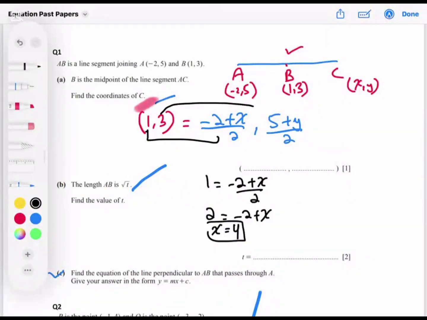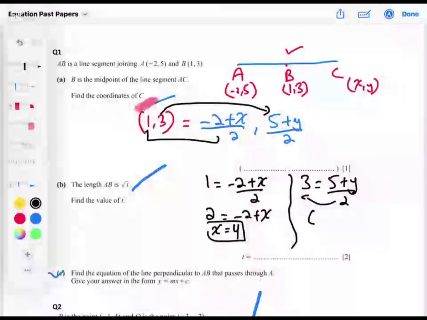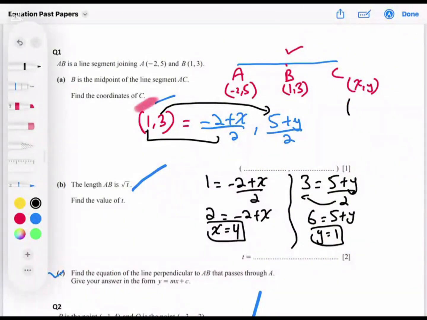Now this will be compared with this. 3 equal to (5 plus y) divided by 2. The 2 will go to the other side, making 6. 5 plus y, so this will be y equal to 1. So this is the coordinate of x and y. X is 4 and y is 1. We have done part A.